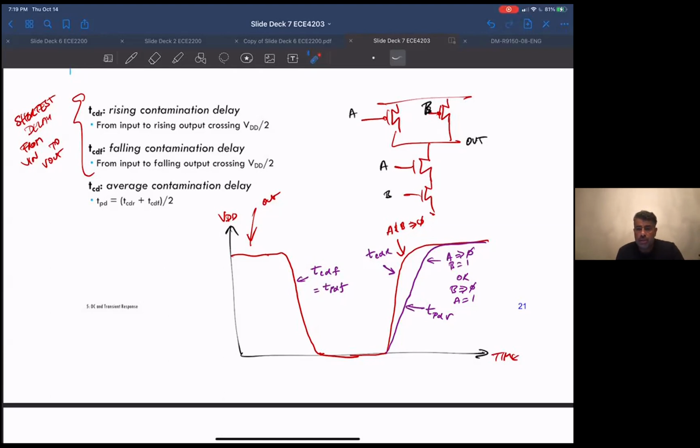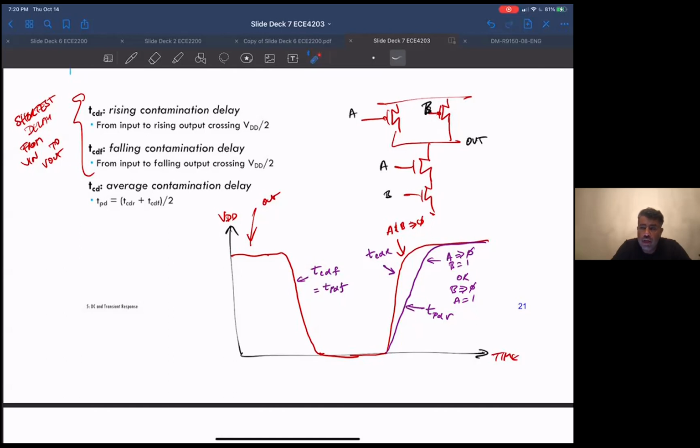The reason we worry about contamination delay is, as we'll see in the sequential circuits, once we get past these combinational circuits, inverters, NAND gates, etc. The sequential circuits are latches, flip-flops, etc. When you get to the flip-flops, if you have a short enough number of combinational components between 2 flip-flop stages, if that delay is too short, you're going to get a hold violation.